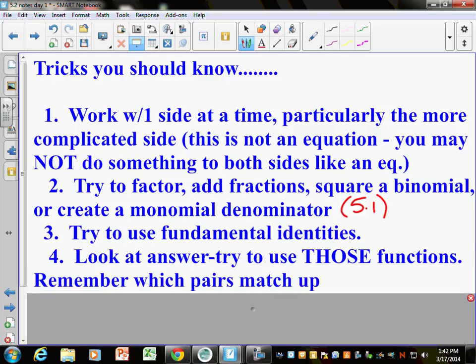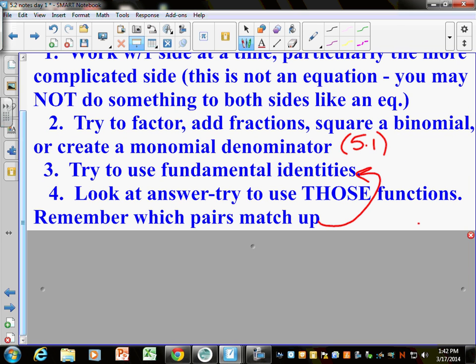The other nice thing is remember that you know what the answer is supposed to be. Like, it's like you have the answer to every problem. So if you are working with one side and the other side has all sines in it, try to change that side to stuff with sine in it. Like, try to change it to cosine if it has cosines in it. So use the answer to try to work backwards. And I feel like this should go up here with the identities. Remember which pairs match up, meaning which trig identities match up.